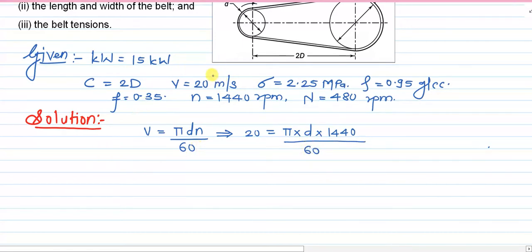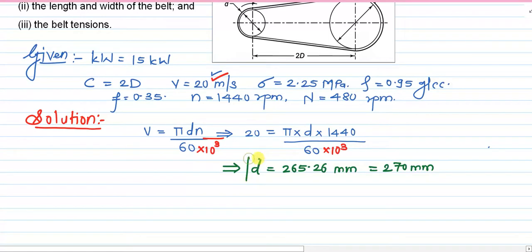But remember, the velocity is given in meter per second, while if we want the diameter in mm, because the stress distribution is in Newton per mm square, at some point it might be necessary. So we have to multiply this 60 by 10 raised to 3, so that the resulting diameter will be in mm. So 60 into 10 raised to 3. Now I will suggest you solve this using your calculator. That will tell us that the value of small diameter d is approximately 265.26 mm. We can round it off to 270 mm. So that is our first answer, the diameter of the smaller pulley. That is what we have calculated.